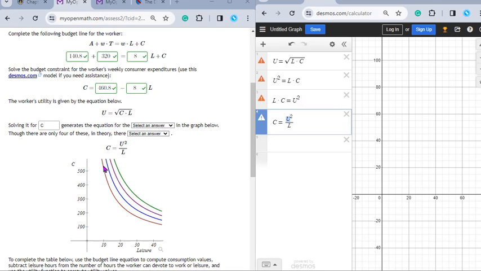The slope of this indifference curve is called the marginal rate of substitution. The marginal rate of substitution is quite large here, right? What that means is if we do a small increase in L, we need a big decrease in consumption to remain indifferent. And that's why these are called indifference curves.